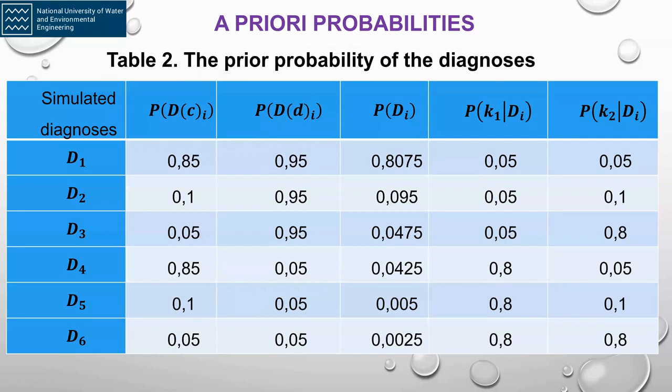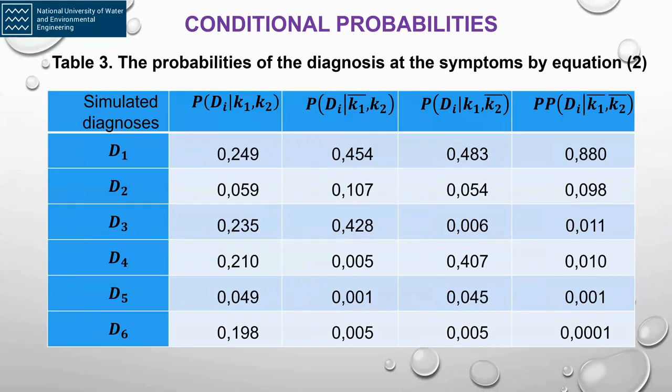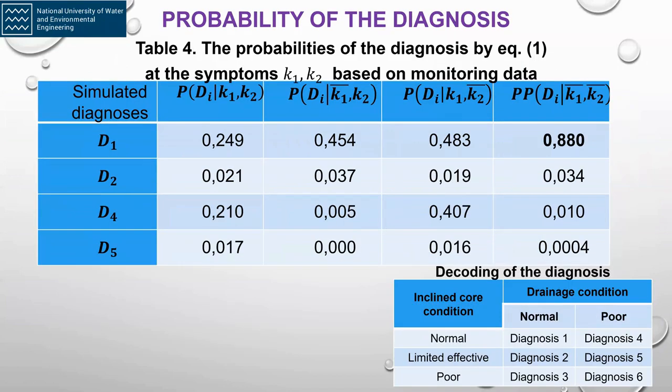Further, we present the assigned prior probabilities, which is the probability of the occurrence of a single symptom at a certain diagnosis, and the probabilities of each diagnosis at different combinations of the occurrence and/or absence of the symptoms, computed with the Bayes rule. Finally, the probabilities of each of the diagnoses according to equation 1 are listed in table 4. To remind what exactly diagnoses were coded, there is a reference table on the bottom.